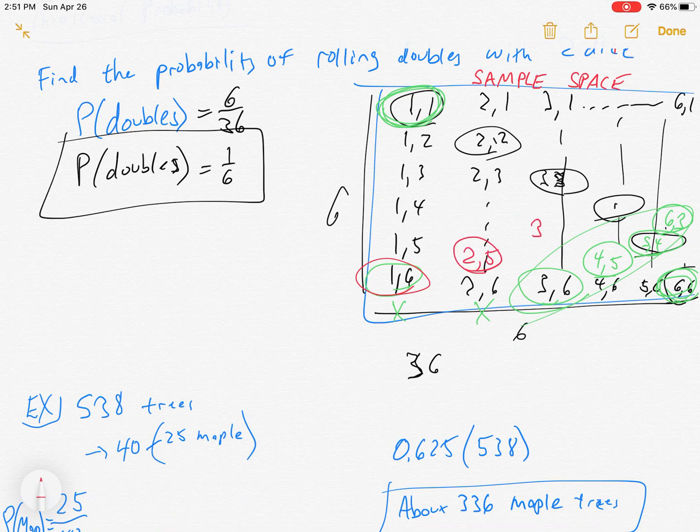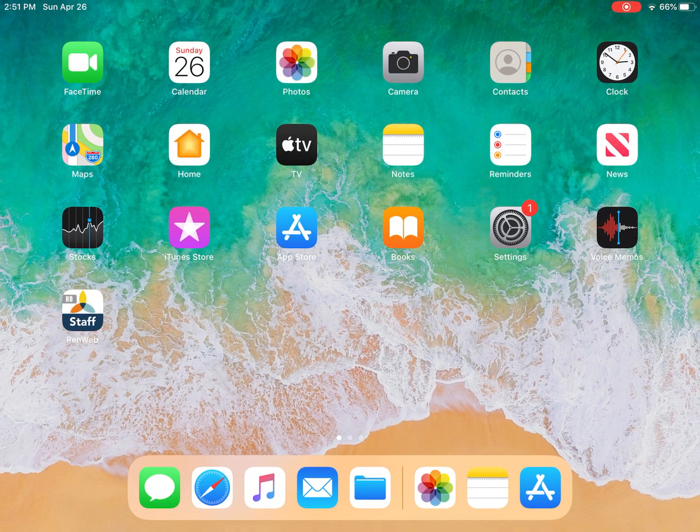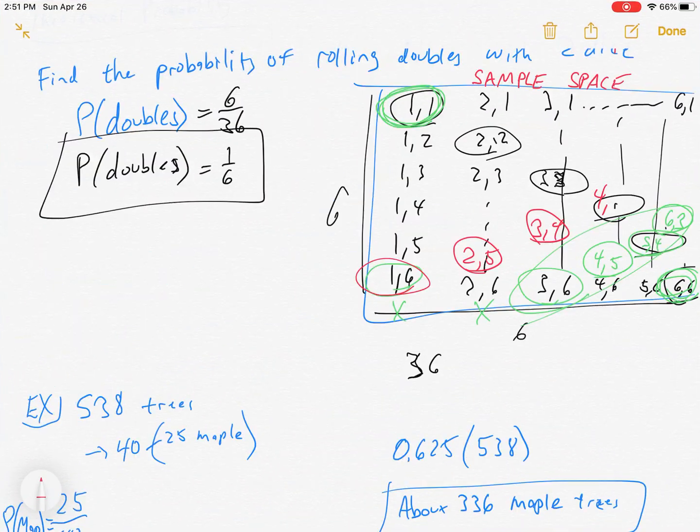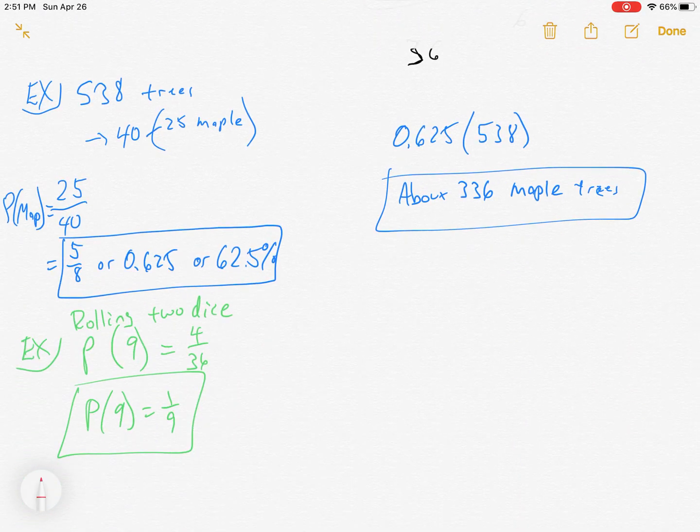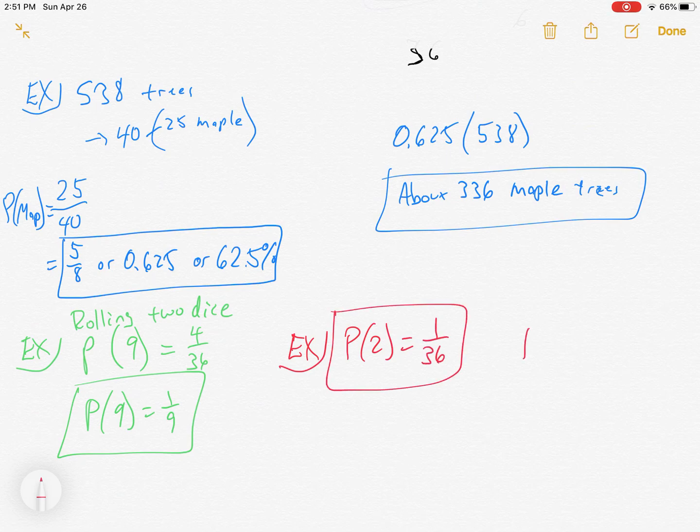Where, look at that, a 2 is only 1 in 36, or 12, only 1 in 36. There's only one way to do it. The most common is 7. You see there, let's use a new color here. 1 and 6 gets 7, 2 and 5 gets 7, 3 and 4 gets 7, 4 and 3 gets 7, 5 and 2, and also 6 and 1.